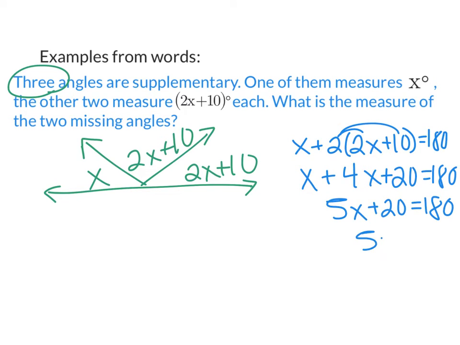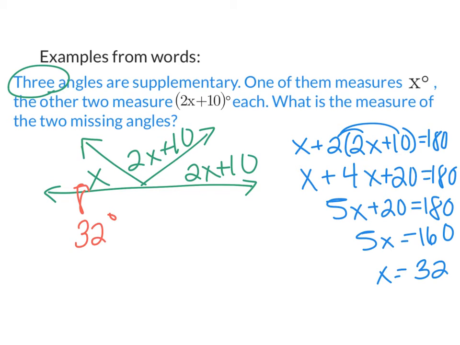I'm going to subtract 20 from both sides to get 5x equals 160. I will then divide by 5, so x is going to equal 32. Because one of them is an angle measure of x, that one is 32 degrees.